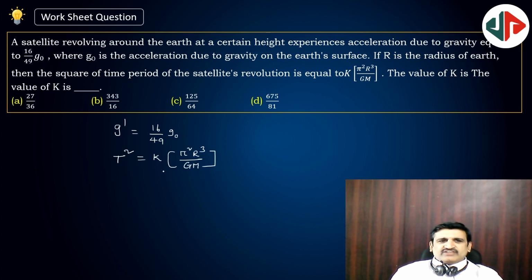The value of k he is asking. Fine. That is the acceleration due to gravity they gave. T square is equal to k times of... So if it is the acceleration, what would be the radius? That I have to find, right? We have g_h is equal to g into R by (R plus h) whole square, isn't it? So r plus h I want.